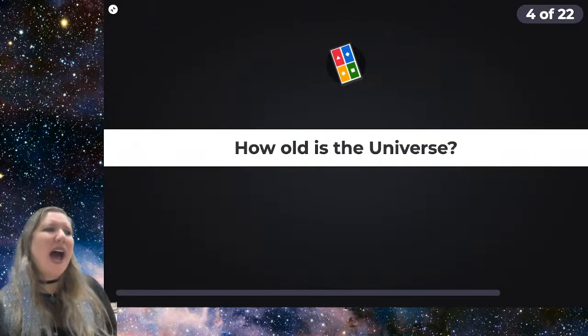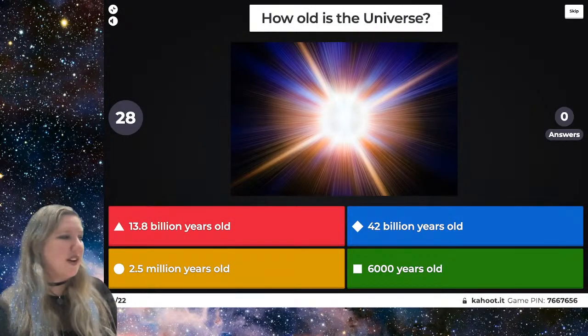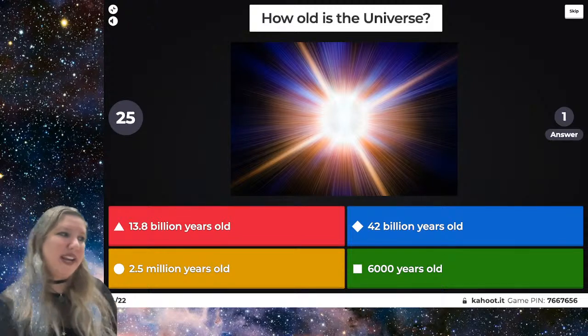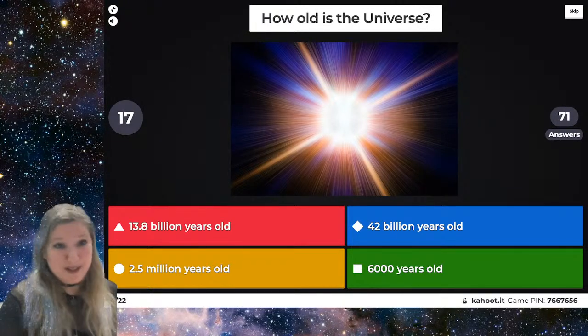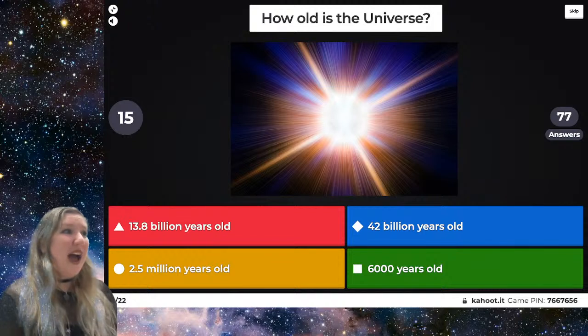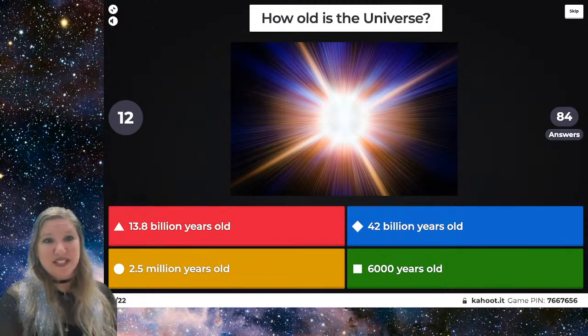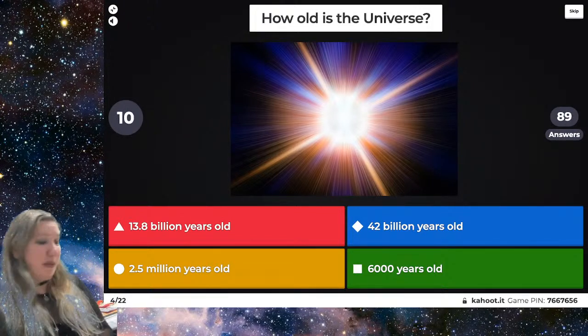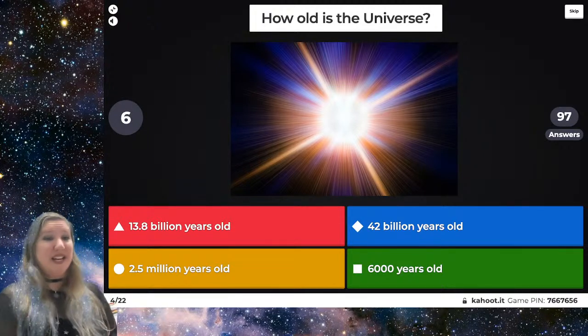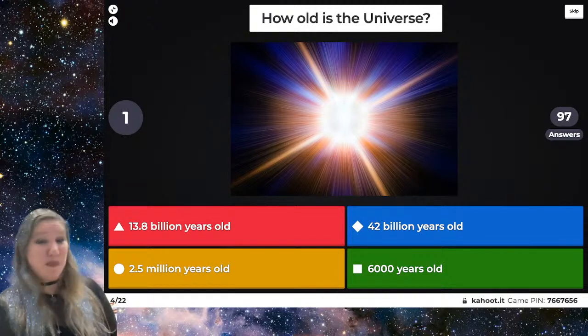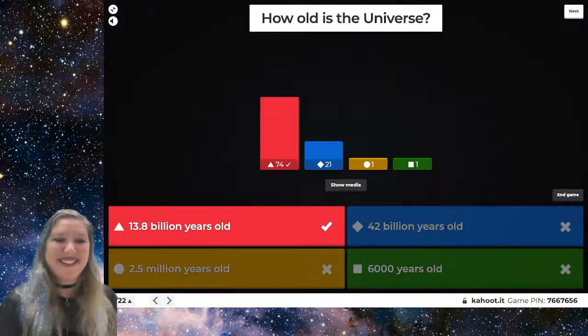So here's another one. How old is the universe? Is it 13.8 billion years old? Is it 42 billion years old? Is it 2.5 million years old? Or is it only 6,000 years old? So how old is the universe? For each of these questions, you have about 30 seconds to answer. So make sure that you get those answers in quickly, because the faster you answer, the more likely you are to get more points, which puts you at the top of the scoreboard.